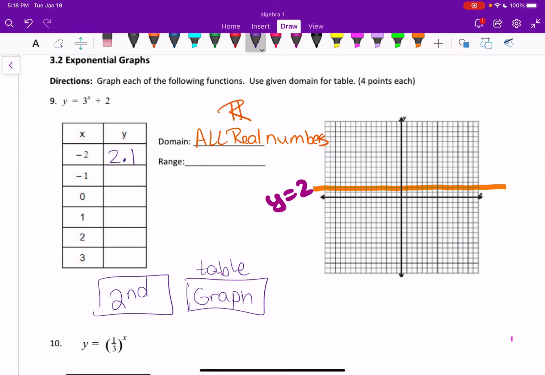And negative 1 is 2.3. And I'm just rounding to the nearest tenth. And then 0 is 3. And then 5, 11, 29. So 29 is not going to fit on there, but we have a good idea what's going on.